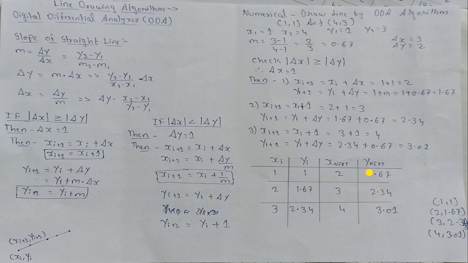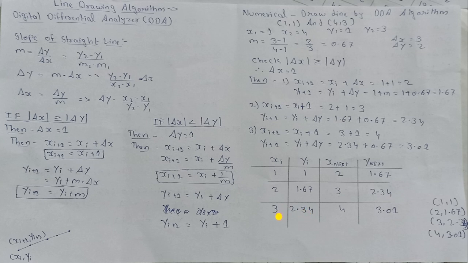So to find out the next points, the previous points will be the current points. I have put 3 here, whatever the xi plus 1 value is, that I have put in the xi value. Whatever the yi plus 1 value is, that I have put in, 2.34. So the previous points will be the current points to find out the next point.